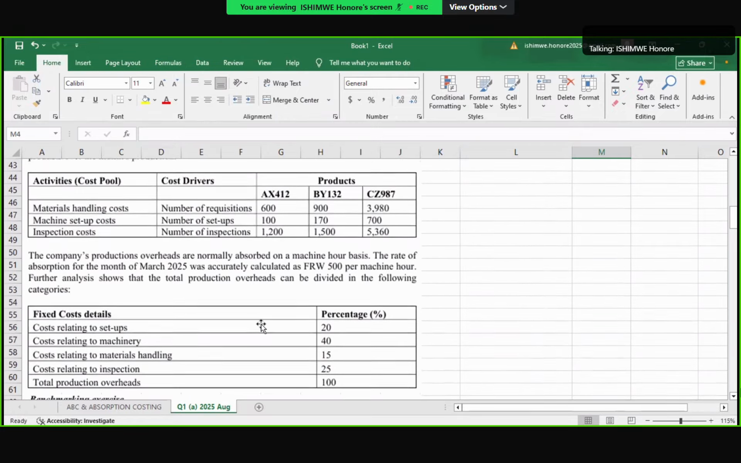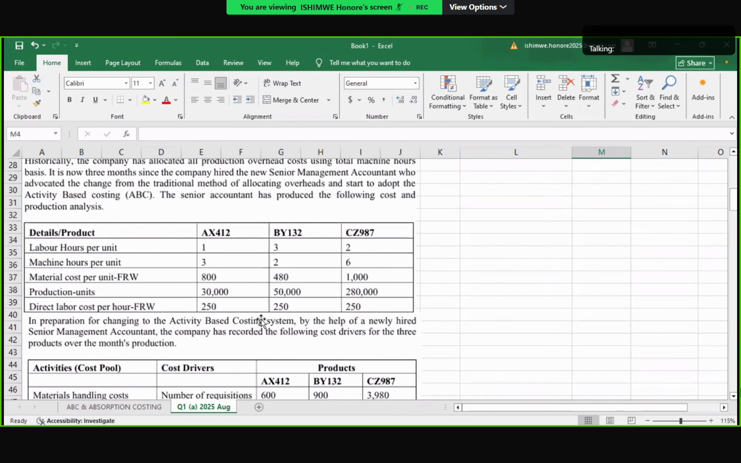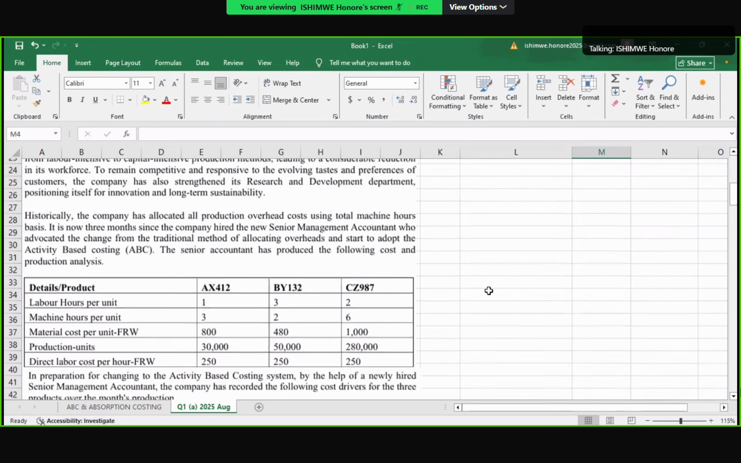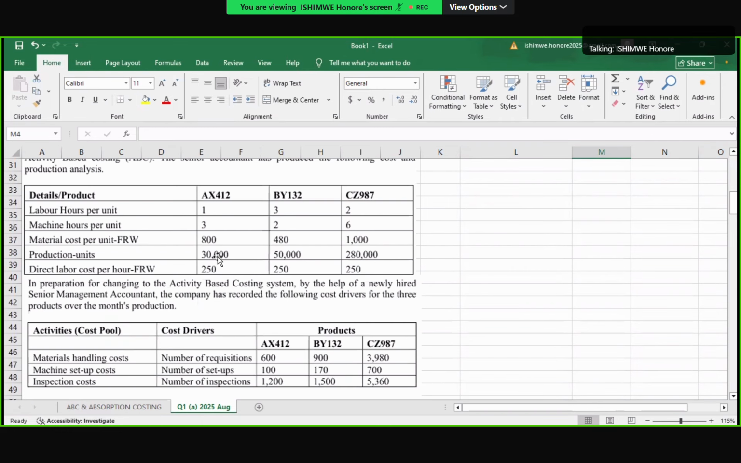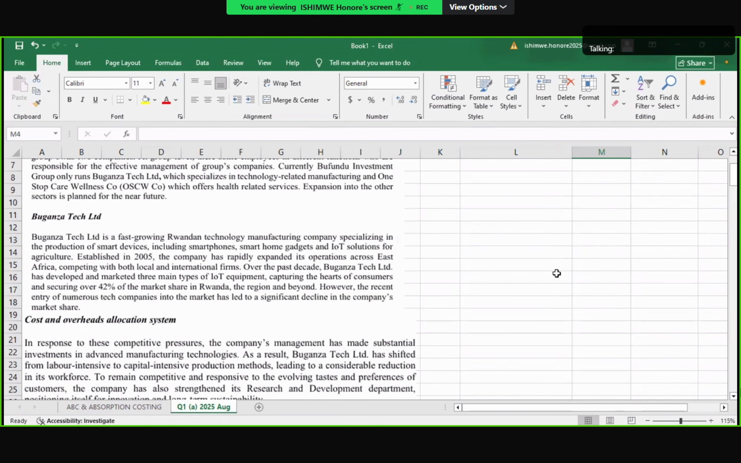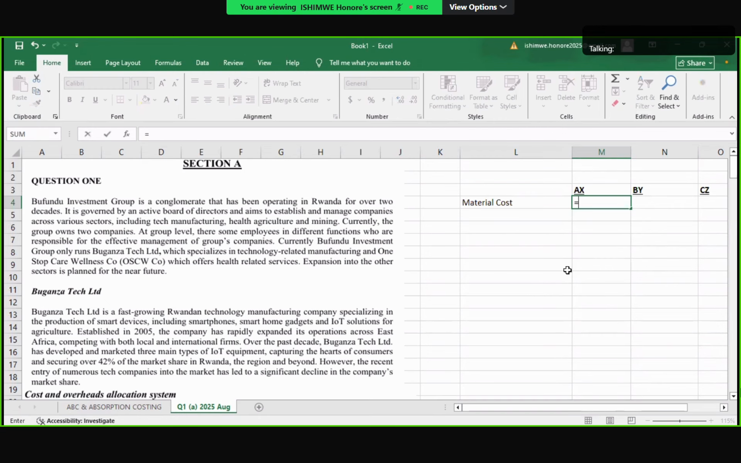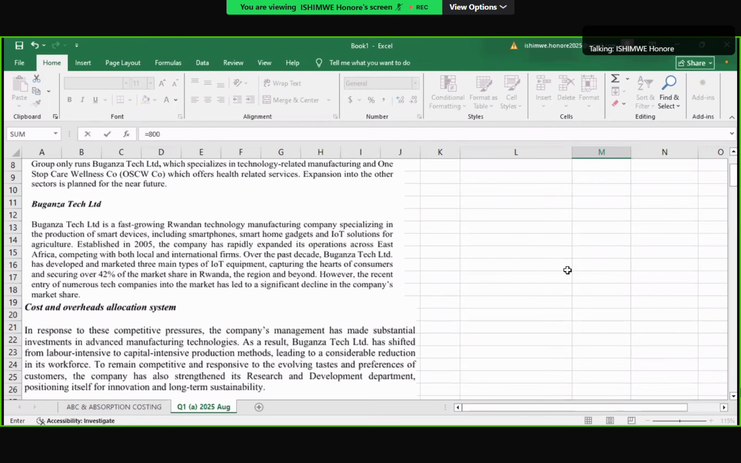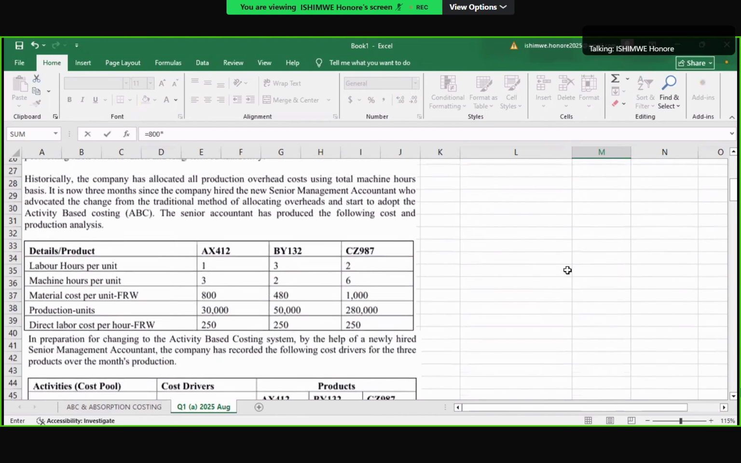In our question, do you have units produced? These are production units. Material cost per unit, given these are production units 30, 50, and 280. It is there together. So I write 800 and multiply by 30,000 to get the whole unit. So the whole material cost is 800 times 30,000, 480 times 50,000, and 1,000 times 280. These are production units. So it is 800 times 30,000.